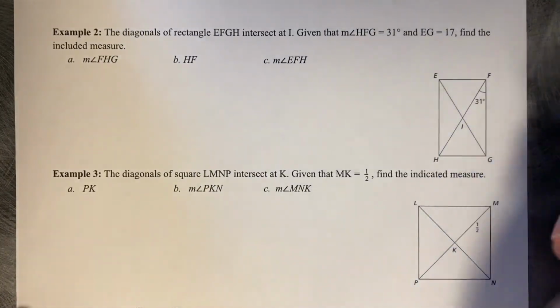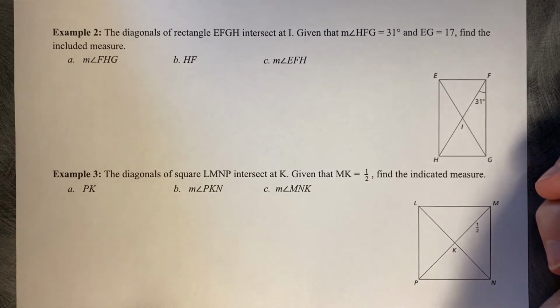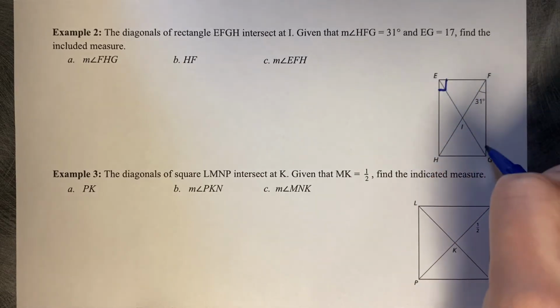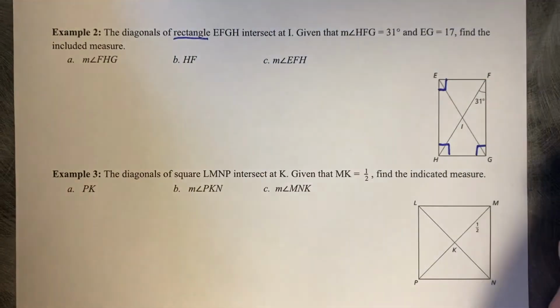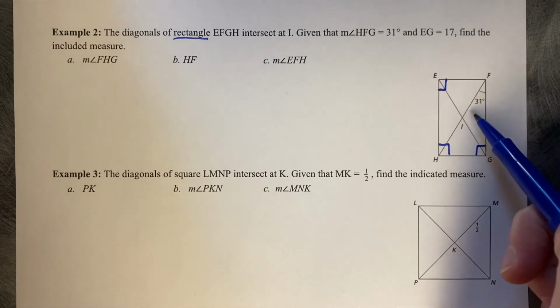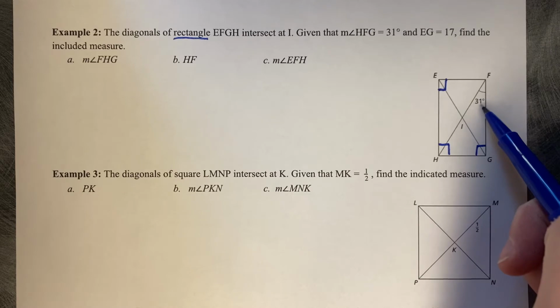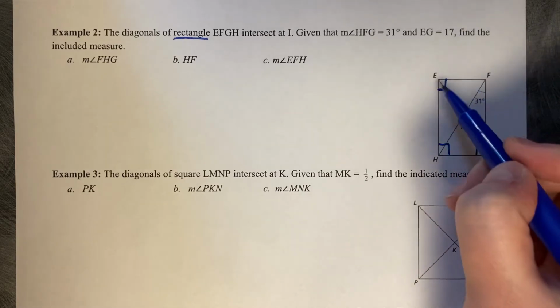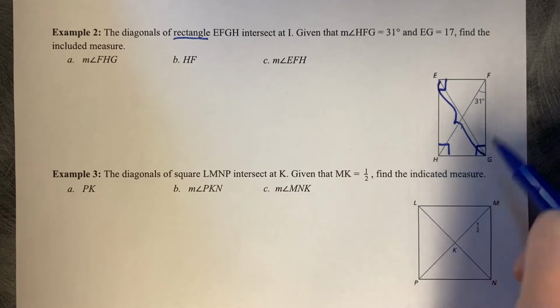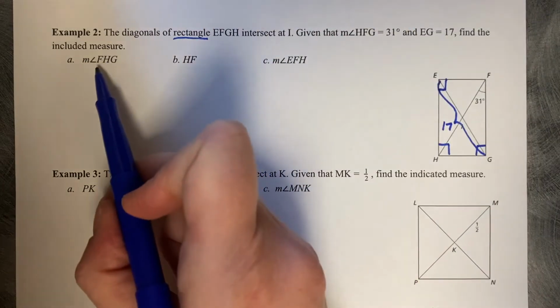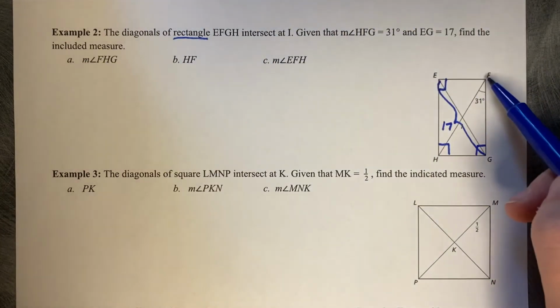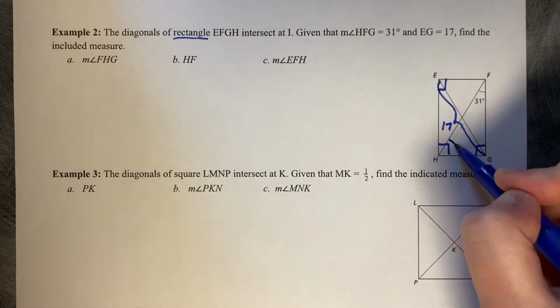Okay, let's try one with our favorite friend, the rectangle. So the rectangle gets all the properties of a parallelogram, plus it's equiangular, so each corner angle is going to be 90 degrees. I know that. So it says the diagonals of a rectangle EFGH intersect at I, given that the measure of HFG is 31 degrees, and EG is 17, so I'll try to write that on there. EG is 17. Find the indicated measures. So we want to know what's the measure of FHG. So we'd like to know this angle measure here.